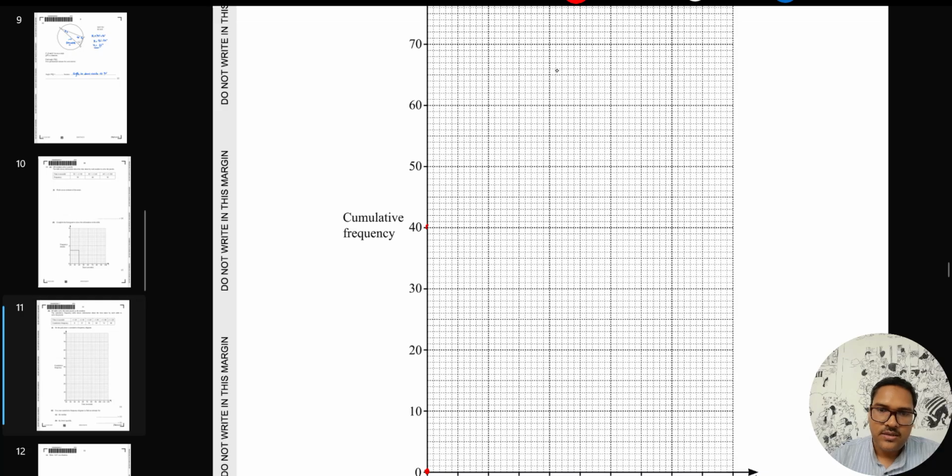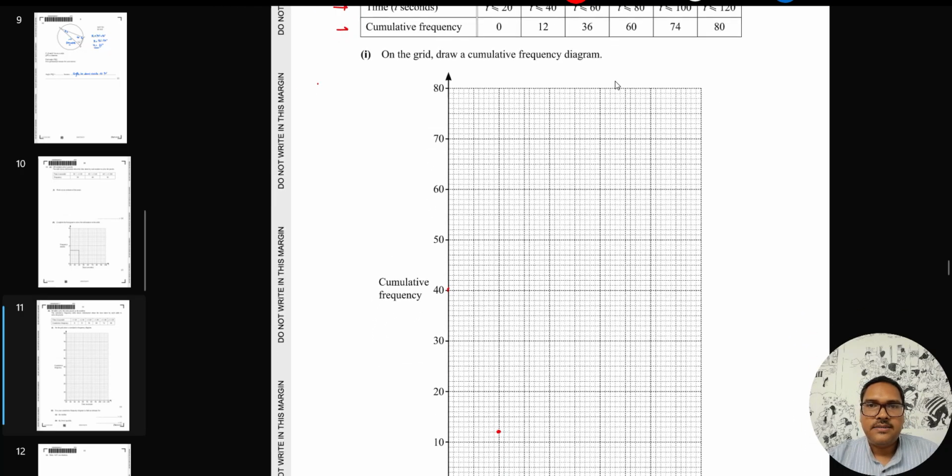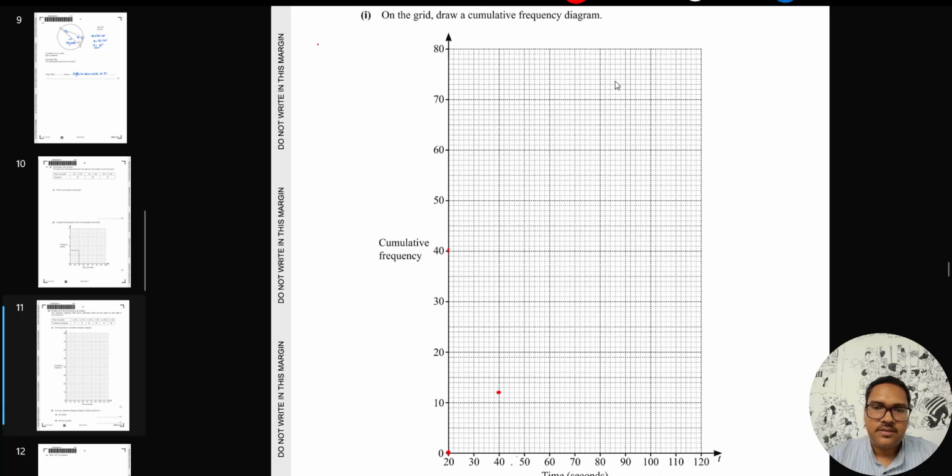Sorry, 40. This is 12. So where is this 12? This is 10, 11, 12. Okay, you have to just plot the points. Then you can see less than equal to 60. This is 36. Less than equal to 60. This is 35, 36.